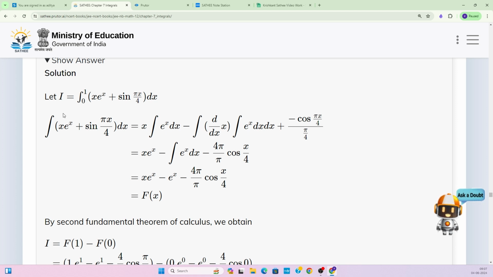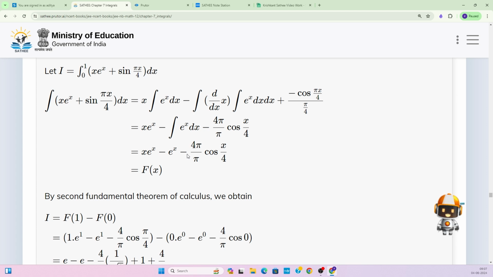Now we will be using integration by parts here. The first function will be x, and the second function will be eˣ. As you can see, x times the integration of eˣ dx minus the integral of the derivative of the first, which is 1, times the integration of the second. After integrating this you will get x eˣ minus eˣ, and for the other part, 4/π times cos(πx/4). So π will be cancelled, you are only left with this. Okay, I hope that it is clear to you.